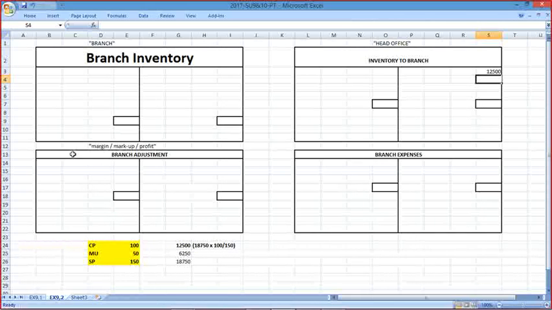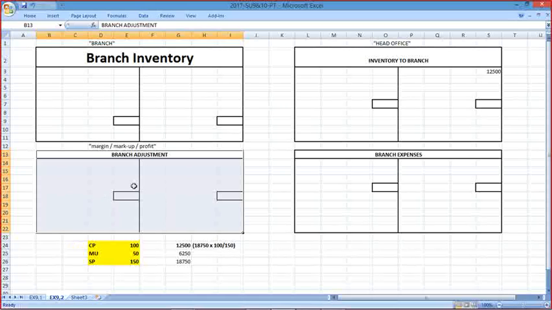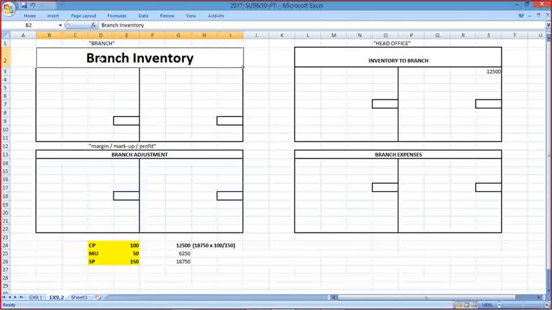And then, this account that we spoke about earlier, this is the margin account. The margin is going to record how much is actually sitting at the head office. Because how much is sitting at the branch from the head office? 18750. Do you agree? Okay, so they would have gotten the 12,500, and they would have gotten the 6250. Does that make sense?